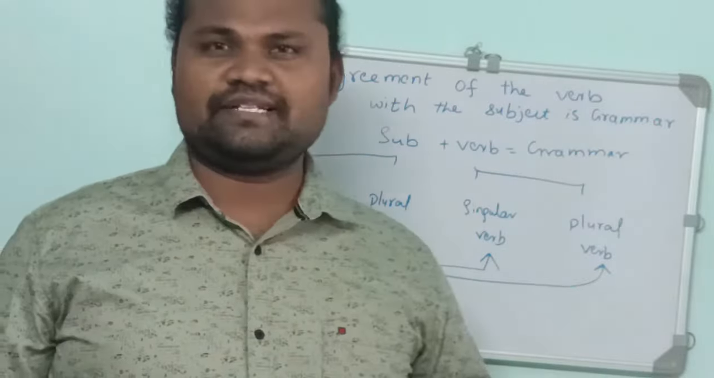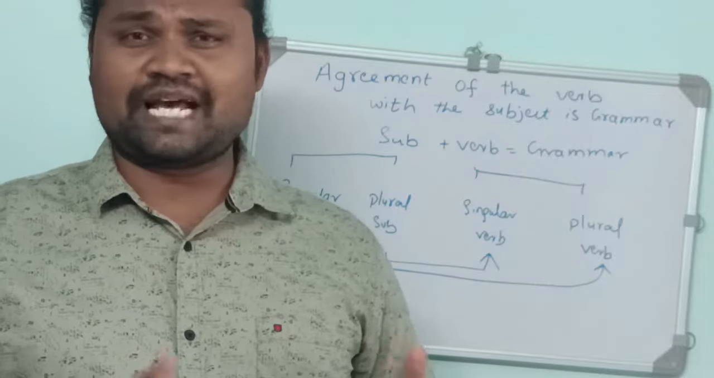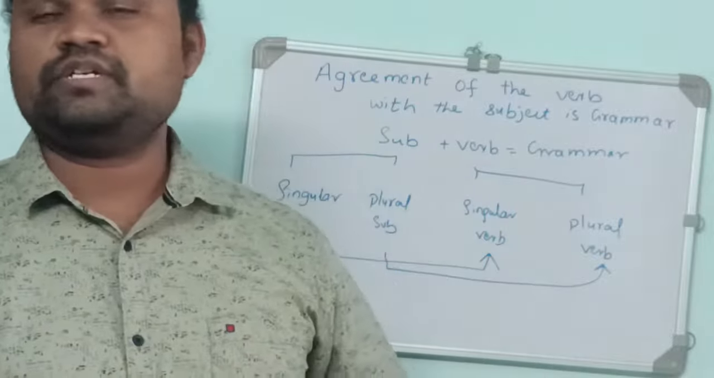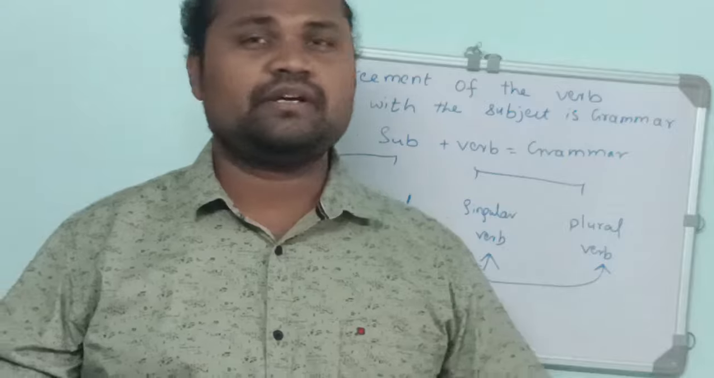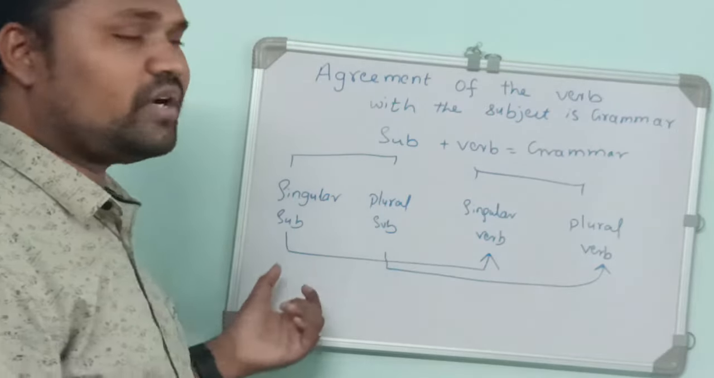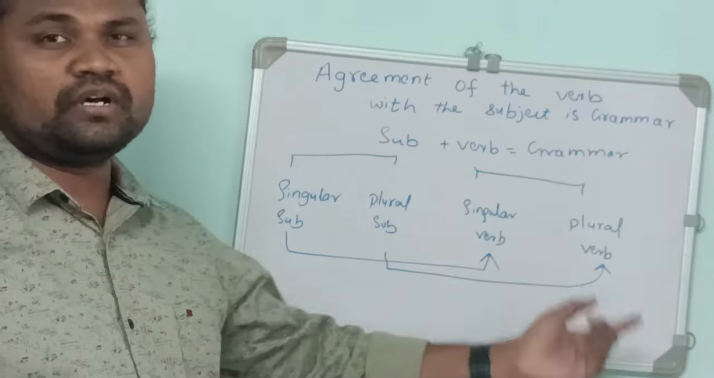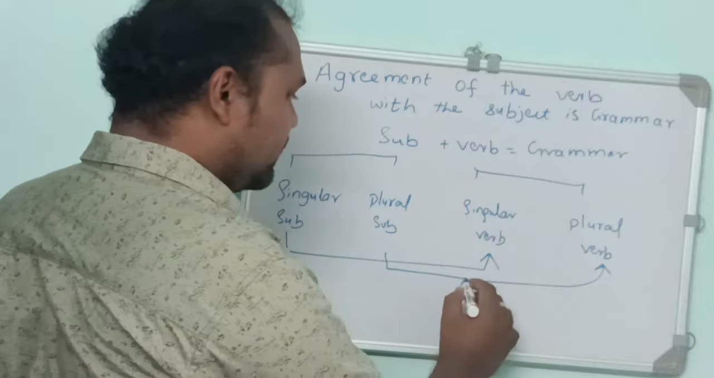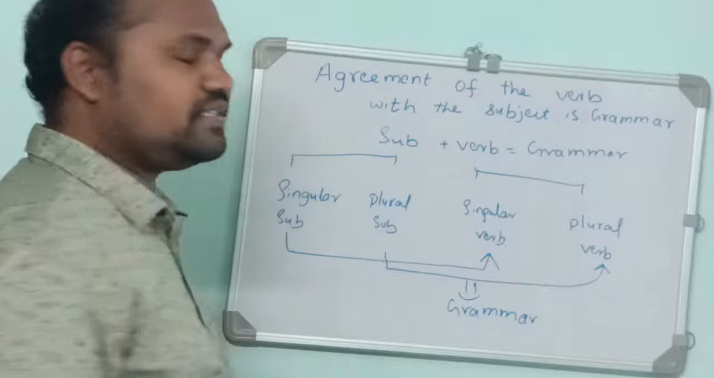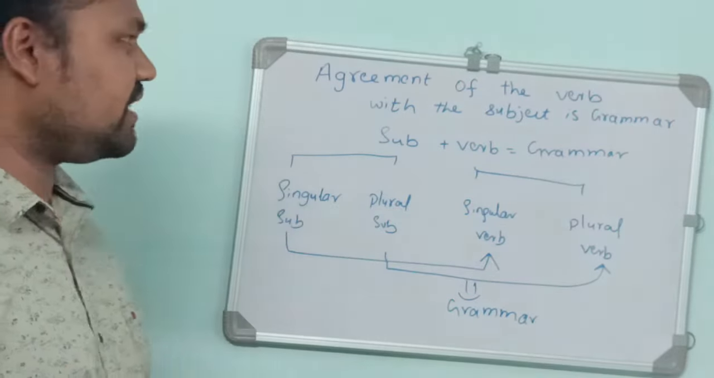See here, so many people think like this: when I'm speaking English, I make mistakes. I make many grammar mistakes. I cannot remember all the tenses, all the rules. No, my dear friend, no worries here. You can remember only this rule: you have to agree a singular subject with a singular verb and a plural subject with a plural verb, and your English will be correct and perfect. This is grammar. That's it.